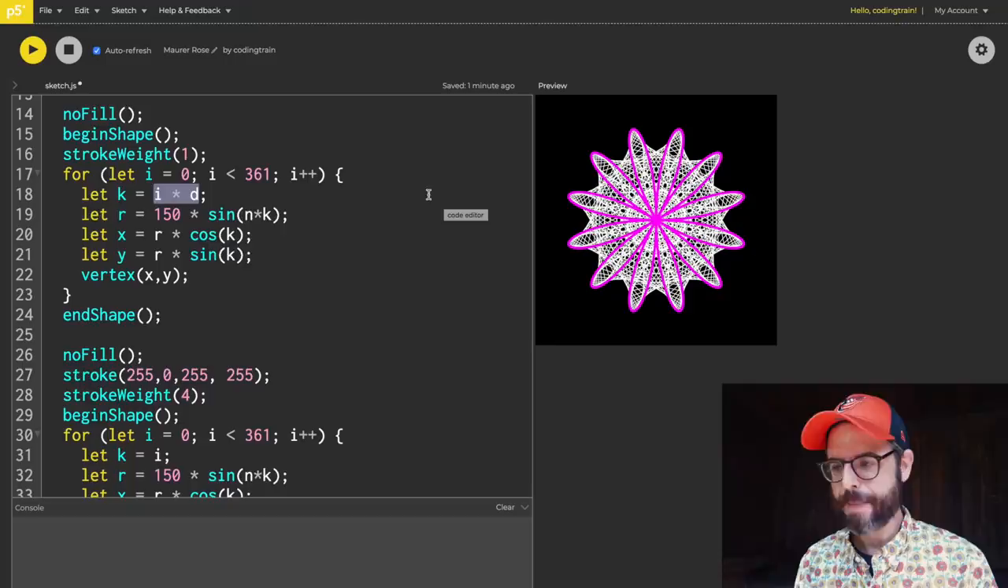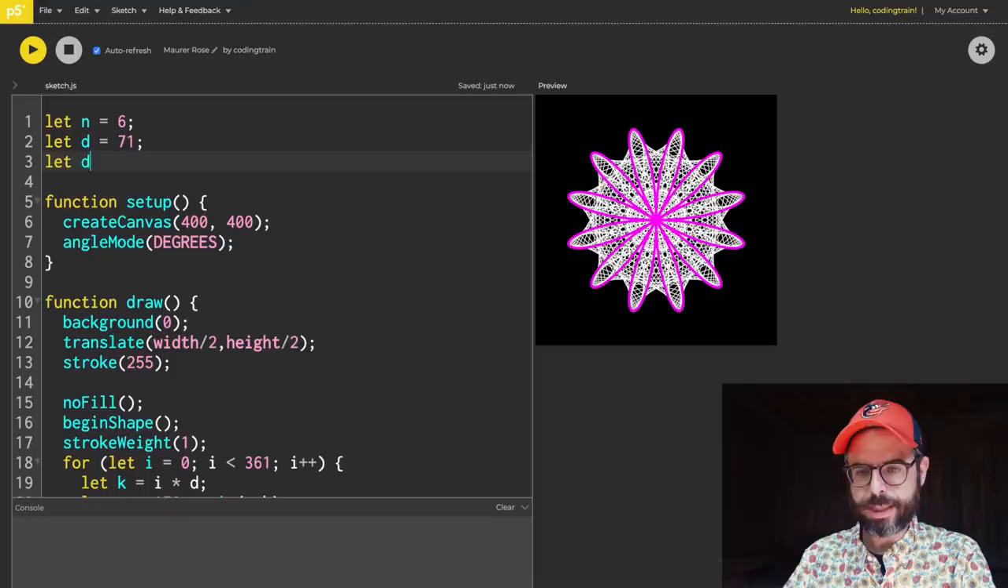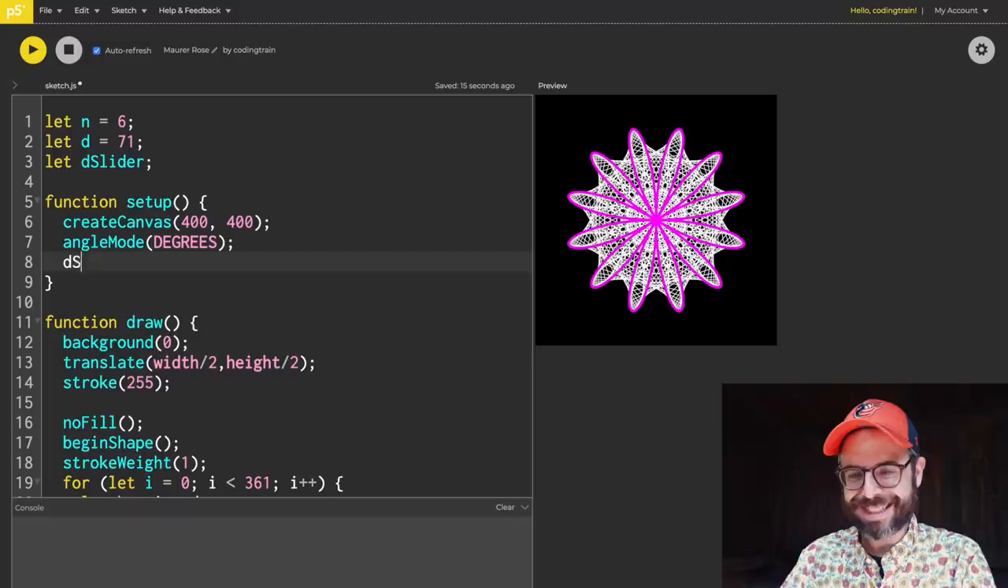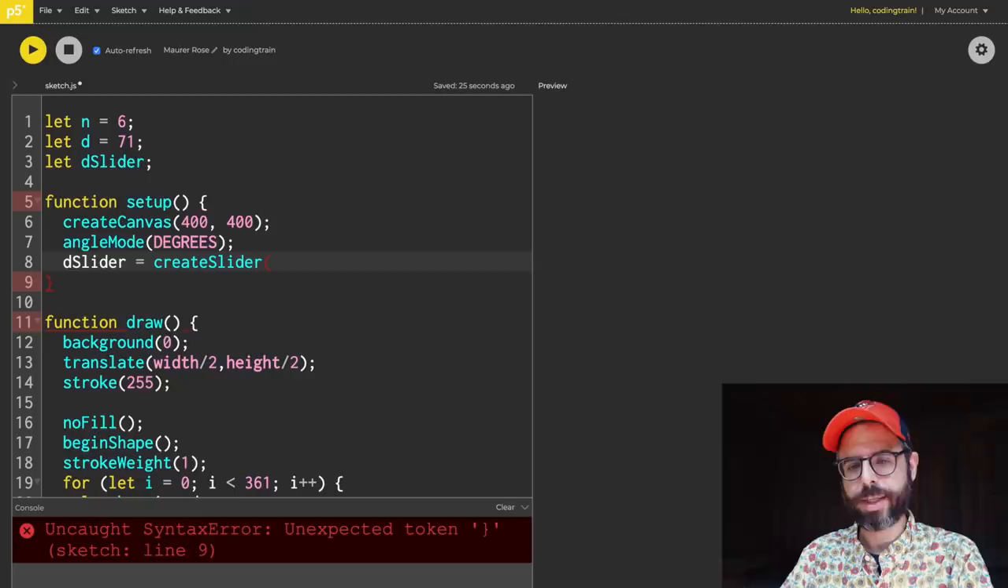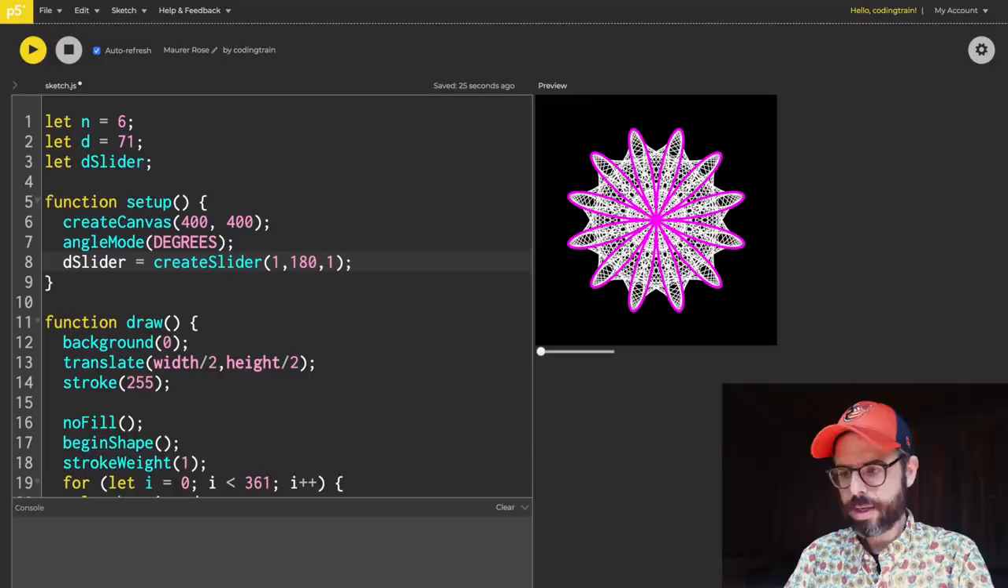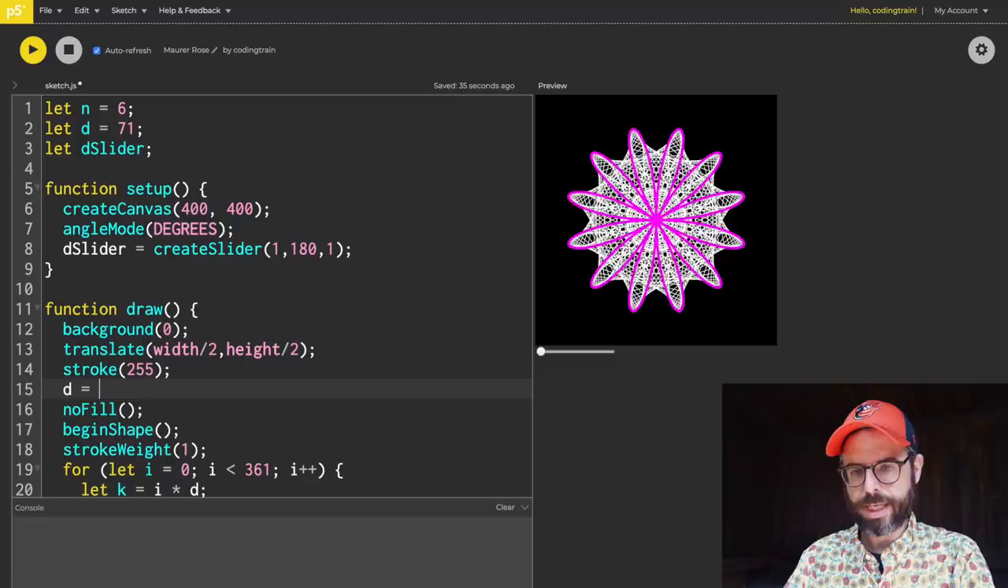But you could imagine, right, if I were to make d, I know how we could demonstrate this really well. d slider equals a slider that has a range between, let's say, 1 and 180. I'm just sort of making that up. And let's start at 1. And then actually the value of d should be d slider dot value. So now we don't see it.